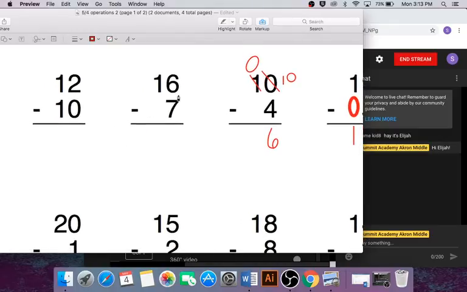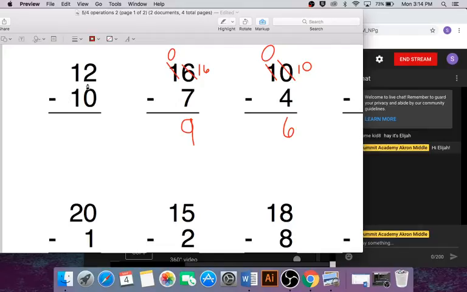Our next problem is 16 minus 7. We start on the right with 6 minus 7. You can't subtract 7 from 6, so we go next door and we borrow from our 1. 1 changes to a 0, and our 6 becomes 16. 16 minus 7 is 9. And 0 minus 0 is 0. So our answer is 9.